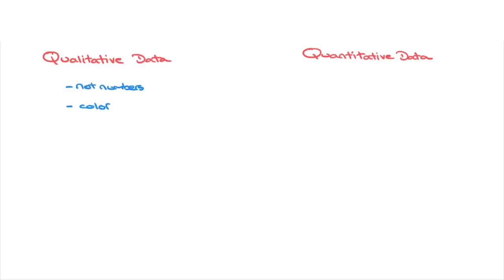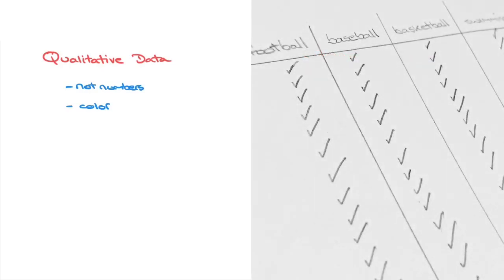Another example could be if we were to ask 100 people what their favorite sport is. We'd end up with a large list of qualitative data. Each value of data would be a name, like football, swimming, tennis, and so on.